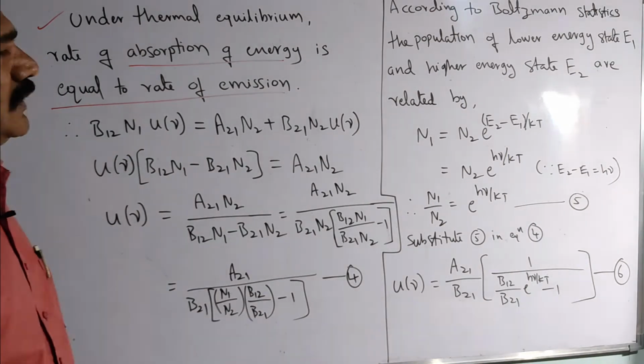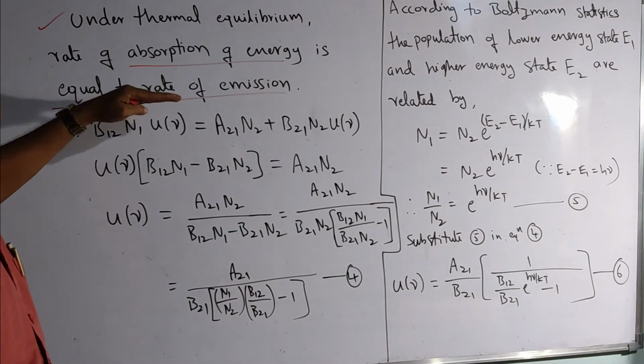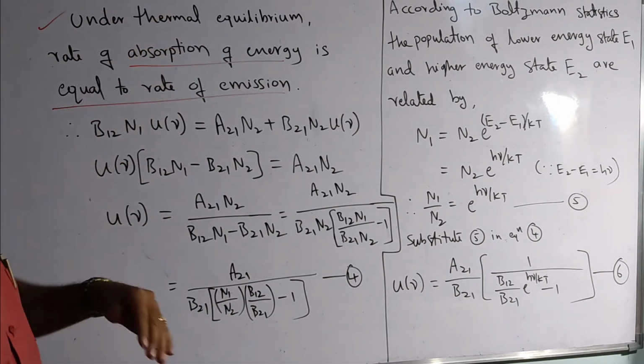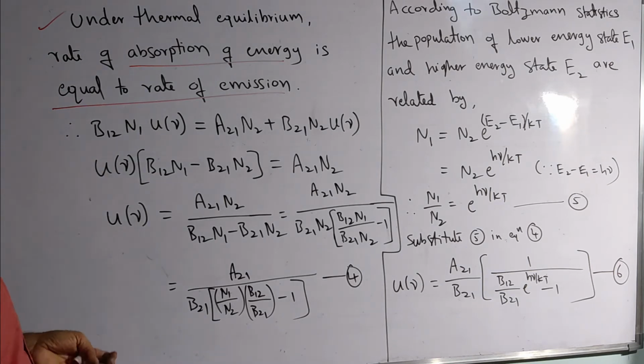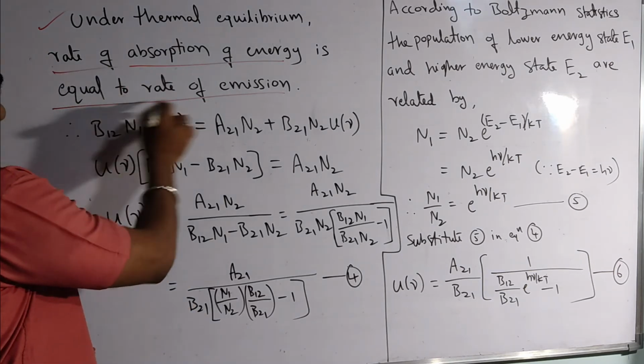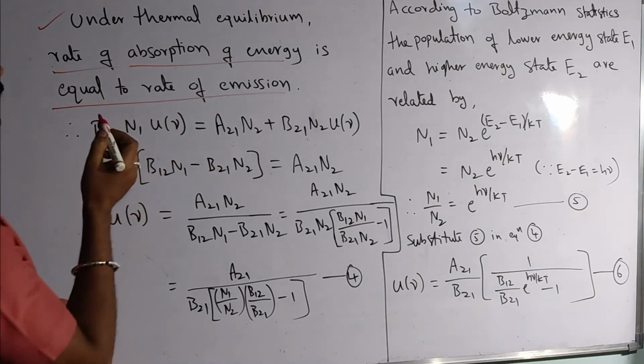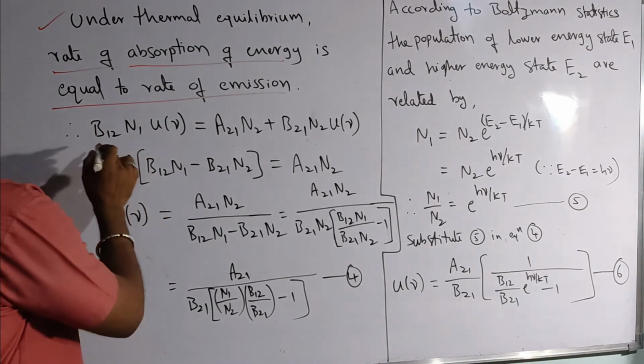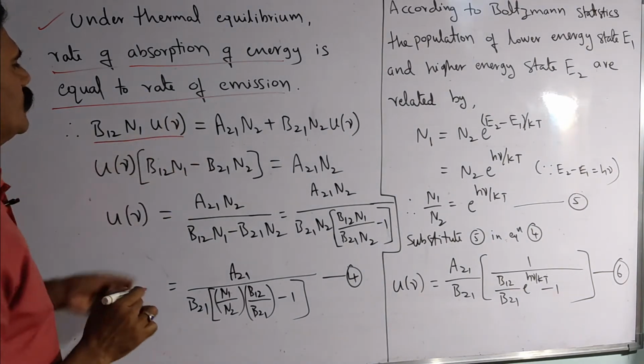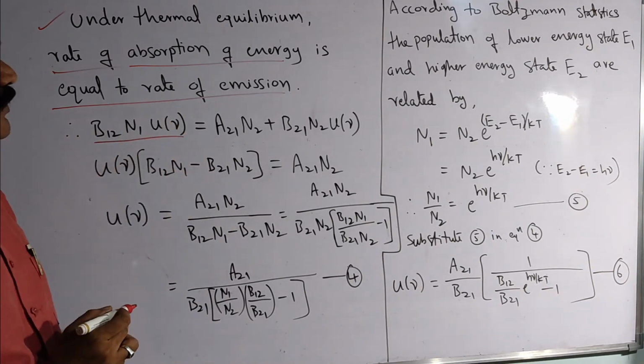So the rate of absorption and the rate of emission should be equal. That is why it is called thermal equilibrium. We already have equations for the rate of absorption and the rate of emission, so substitute them now. The rate of absorption is nothing but only induced absorption, that is equal to B12 into N1 into U of nu. Right? That is from equation 1.